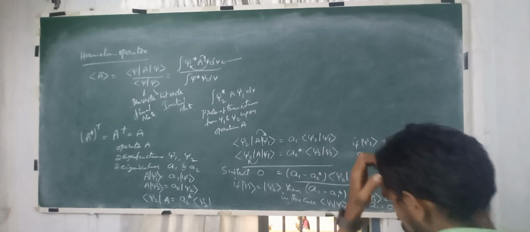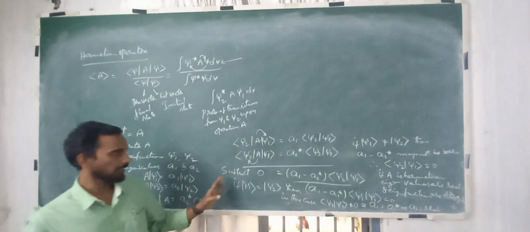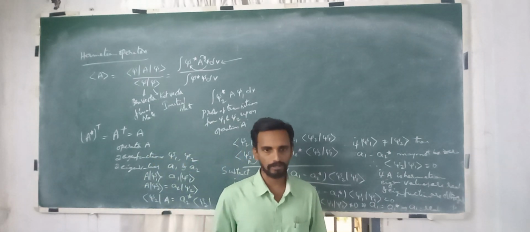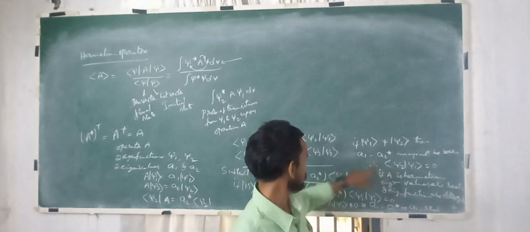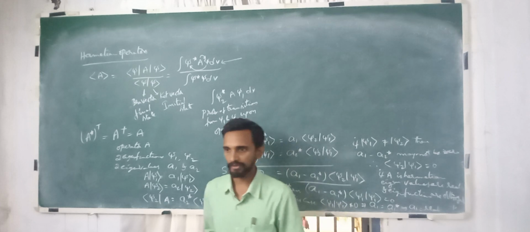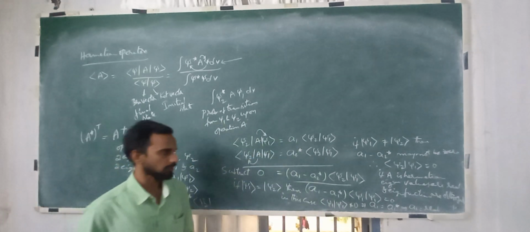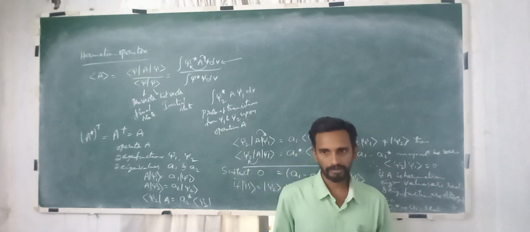So the benefit of Hermitian operators is that all the eigenfunctions are orthogonal. We don't need to look for any cross products. All cross products will be 0. If the eigenfunctions are different, their product will be 0. And all eigenvalues are real. We don't need to worry about any complex numbers. Okay.